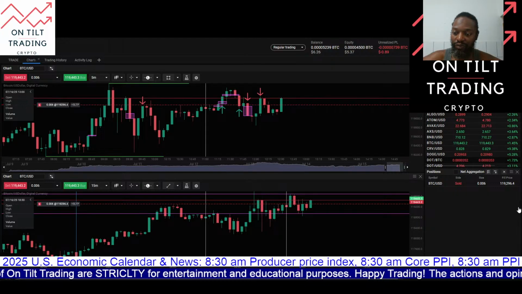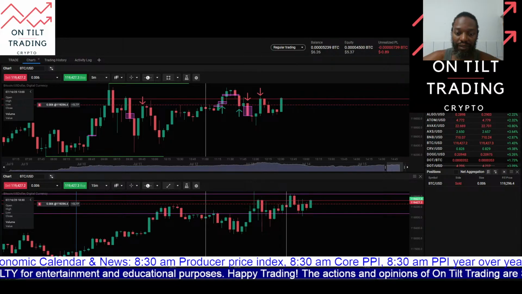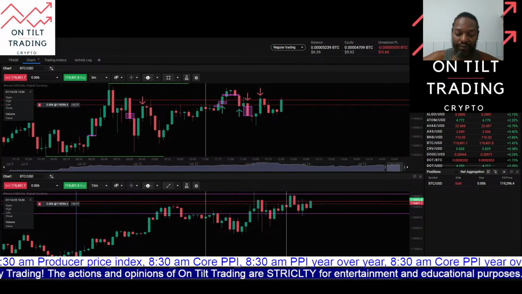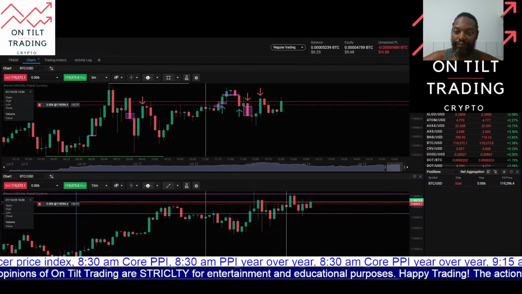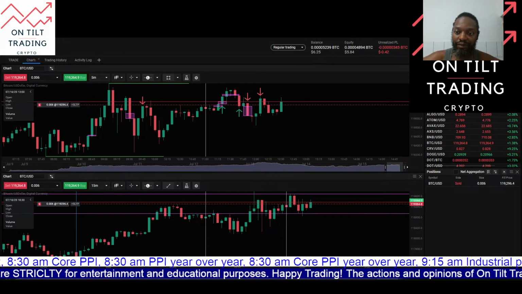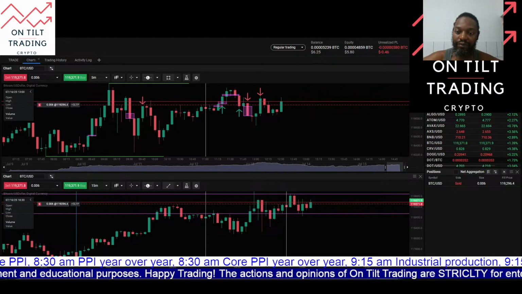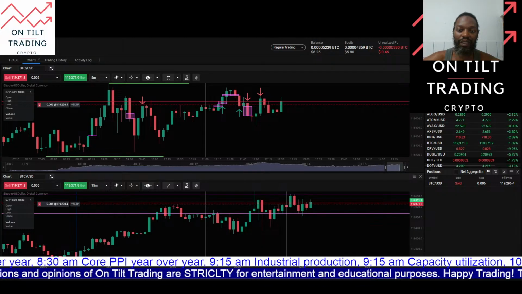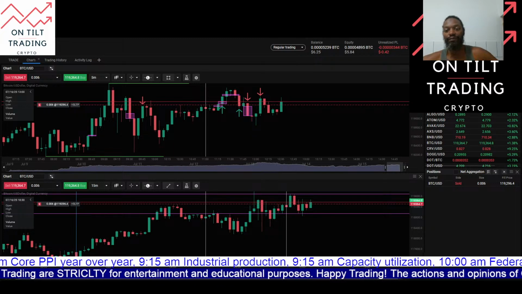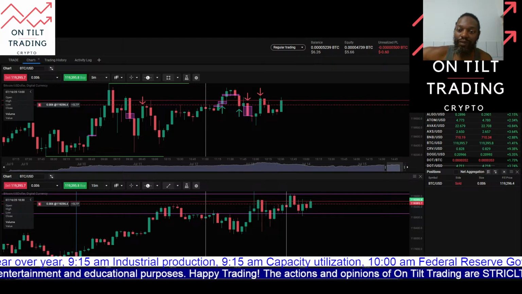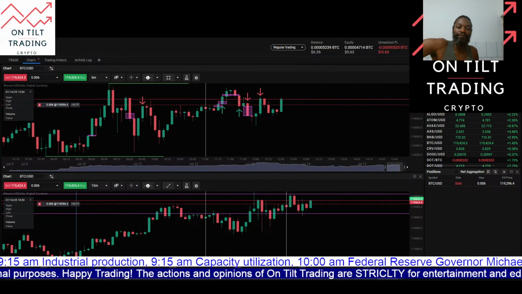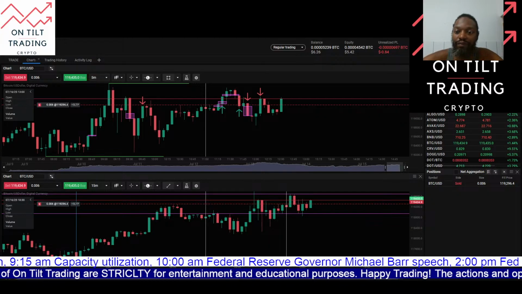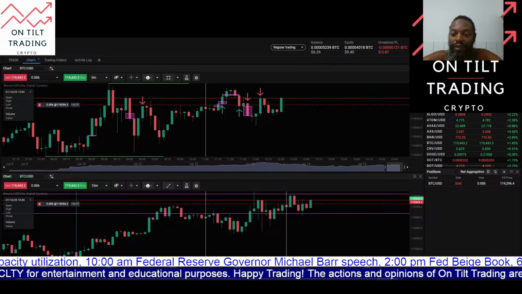Price now testing the swing high on the 15-minute here, and getting some sell side delivery. Price consolidating between 119.350 and 119.380. $119,400. Buy side delivery here. 119,420. 119,450.